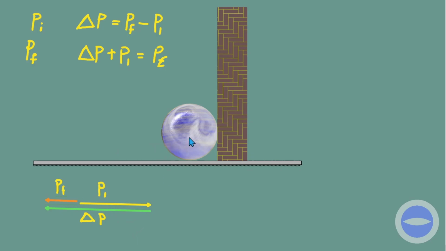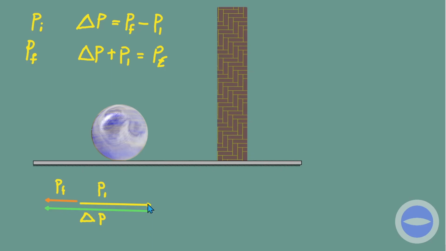Because the ball is taking this direction, initial momentum, the ball was going to the right, and then final momentum, the ball is heading to the left. So this is the change in momentum. Change in momentum always starts at the head of the initial momentum, then goes to the head of the final momentum. This is the situation if the ball is bouncing.